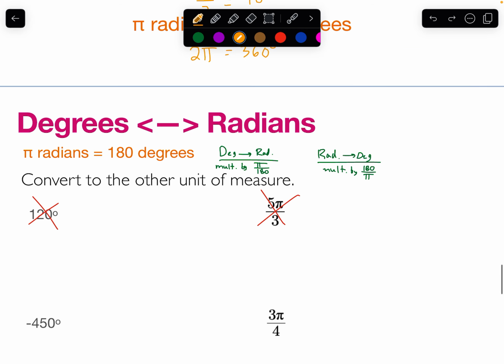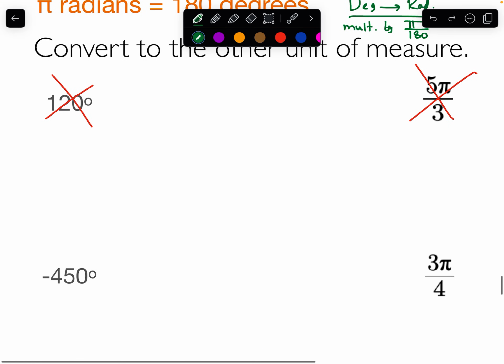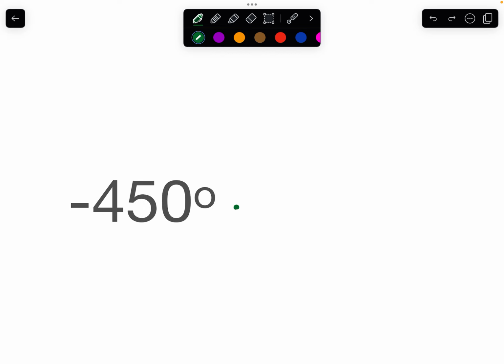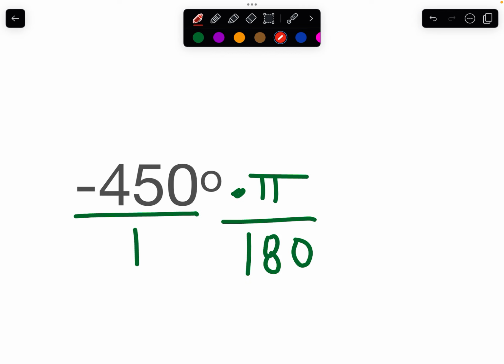So let's take negative 450 degrees and convert that to radians. So we're going in this direction now, degrees to radians. So we're going to multiply by pi over 180, and we're going to simplify. When we multiply by pi over 180, and you can put this over 1 if it helps, you can either multiply straight across and then simplify, or maybe simplify right now. For example, I know that they're both divisible by 90, and if I divide by 90, this one would turn into 2, and this one would turn into negative 5.